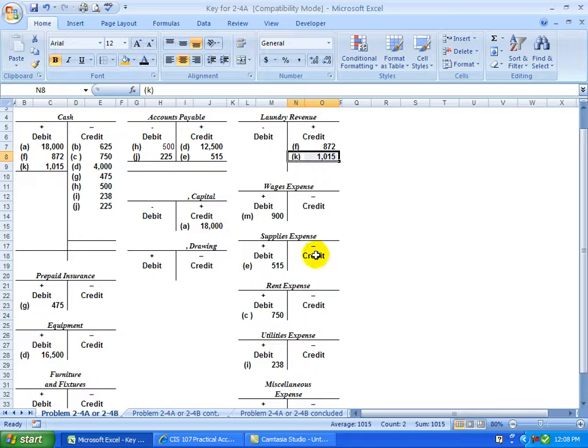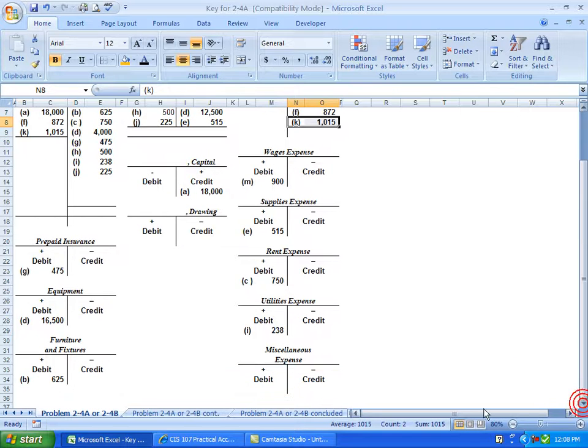Looking at letter L, we received and paid the bill for a business license. So this is something that is just going to go into miscellaneous expense. So this expense is getting bigger, so we have to debit it to make it get bigger. And our cash is getting smaller because we are spending our money. We're writing a check. Looking at letter M, we paid wages to an employee. So wages expense is going to be getting bigger. And also our cash is going to be getting smaller, so we have a debit and credit.